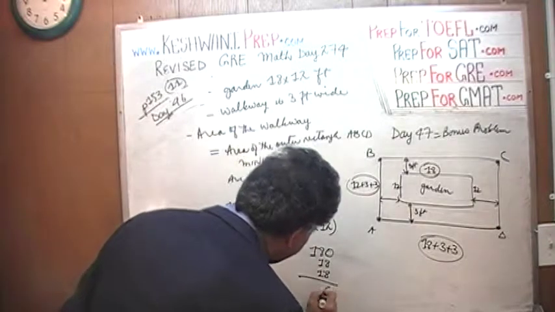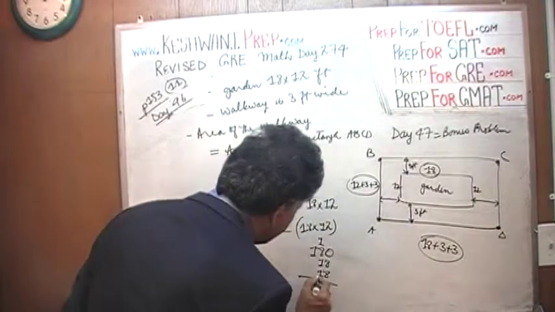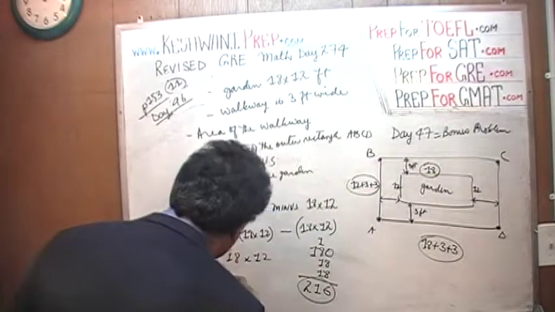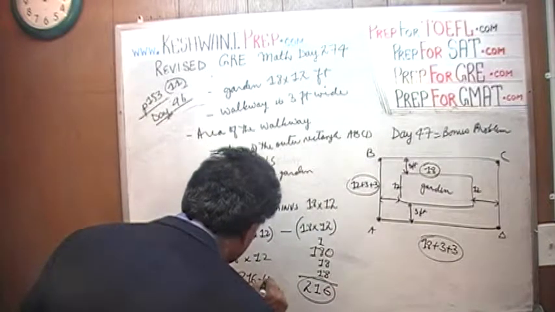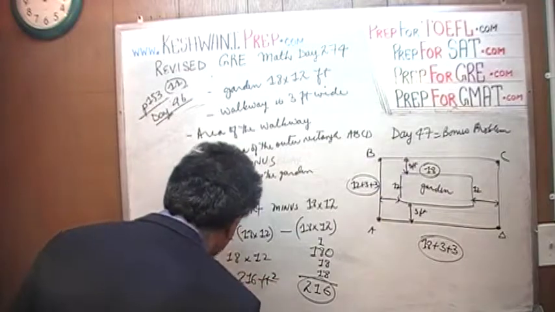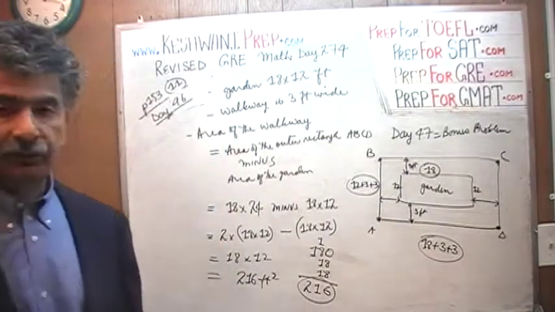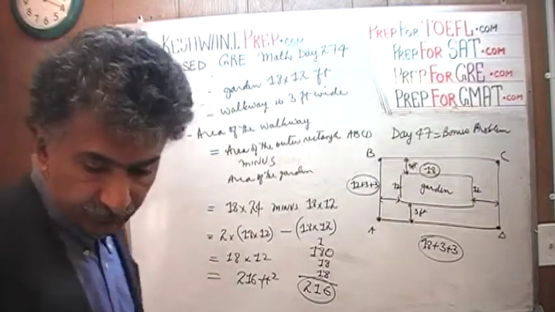So 8 plus 8 is 16, carry 1. We have 3, 11, 1. There you go. The answer is 216 square feet. The area of the walkway is 216 square feet. That's it. We are done.